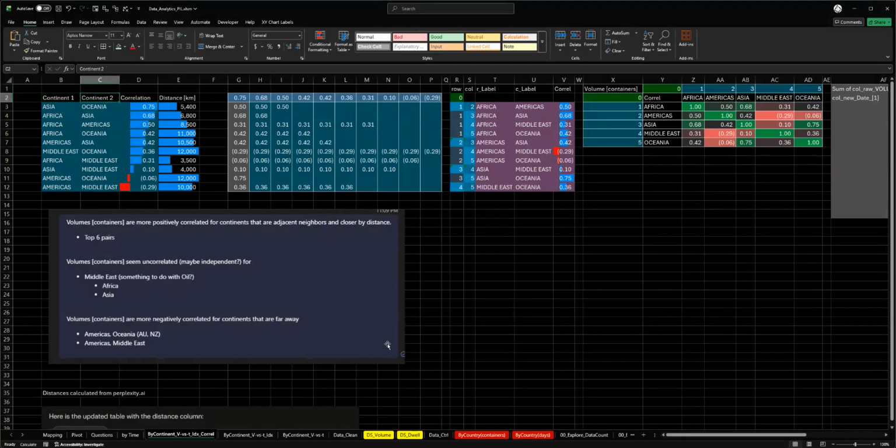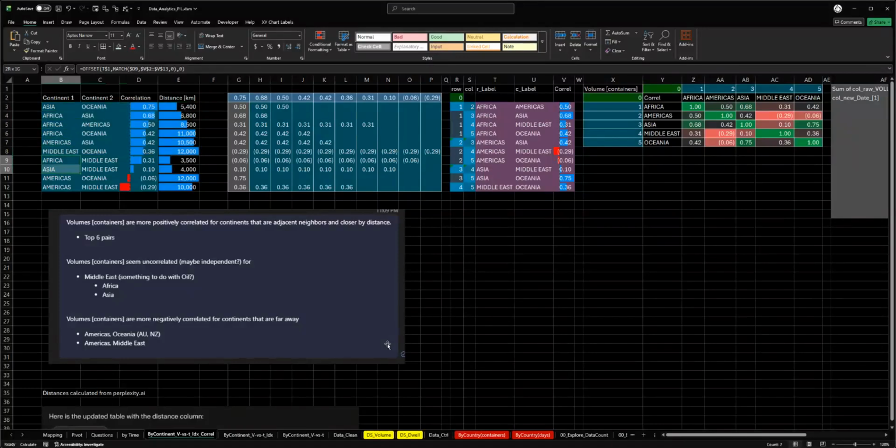So it looks like the top 6 pairs here, 1, 2, 3, 4, 5, 6, are the most positively correlated. And then I check in AI for the distances, and it looks like the closer they are, the more correlated the numbers are, which makes sense. So that's an interesting insight.